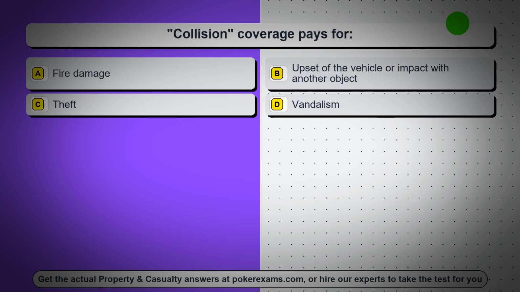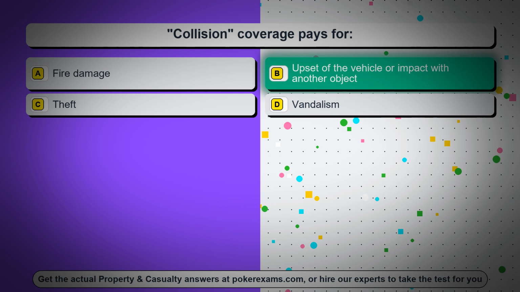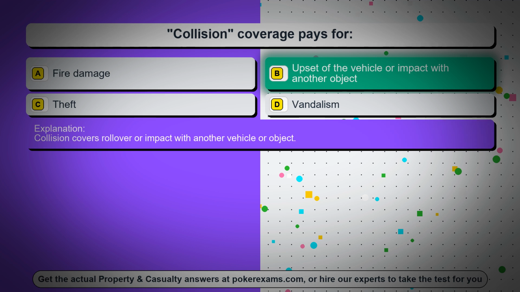Question 40. Collision coverage pays for option A, fire damage. Option B, upset of the vehicle or impact with another object. Option C, theft. Option D, vandalism. The correct answer is option B, upset of the vehicle or impact with another object. Collision covers rollover or impact with another vehicle or object.